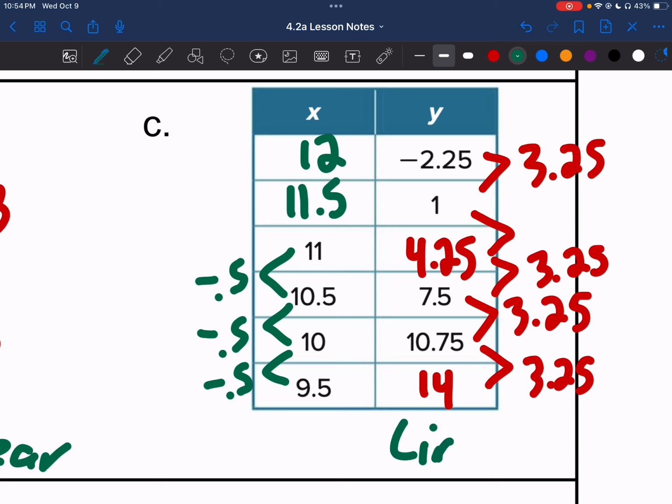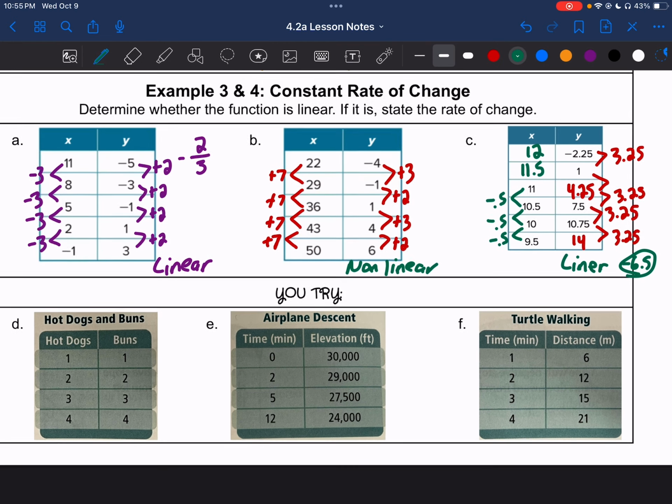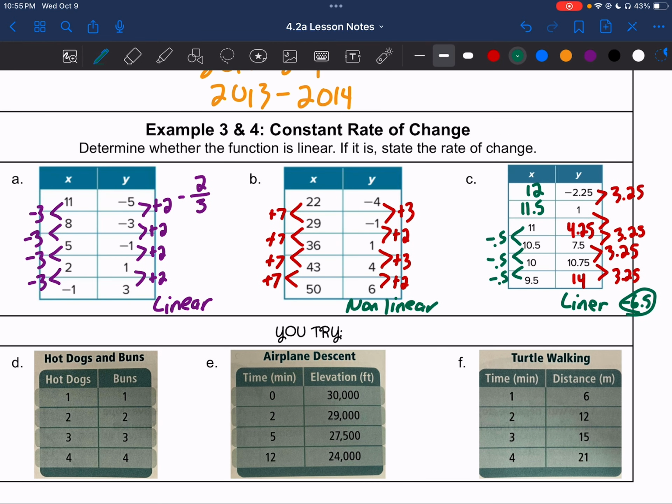We do have a constant rate of change. It is 3.25 divided by -0.5, and we are going to get a -6.5 as our rate of change. All right. Letters D, E, and F are you try problems. I would like you to try them on your own, and then we will check them against my work.